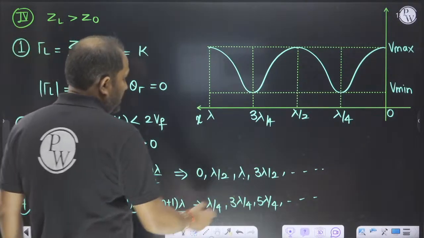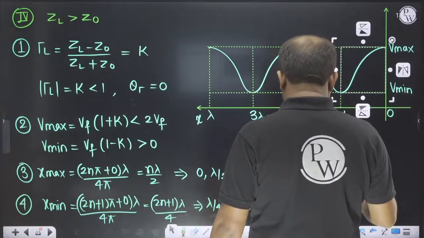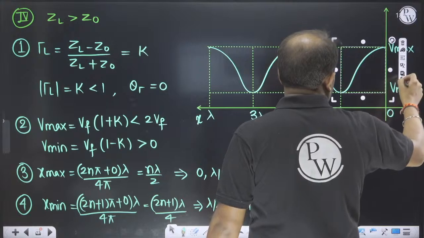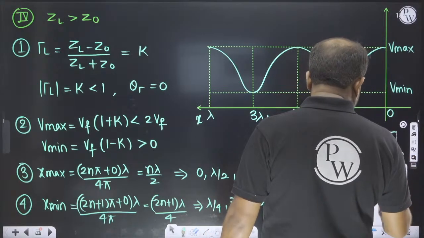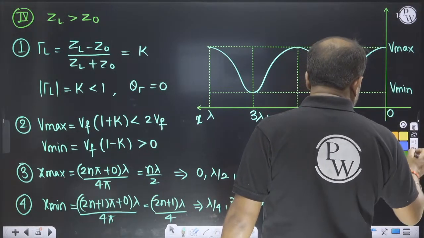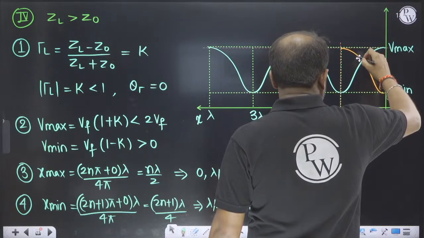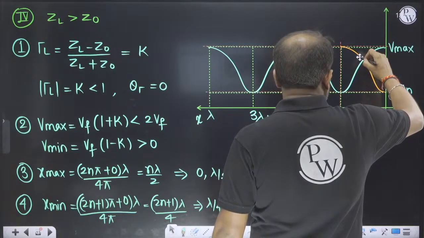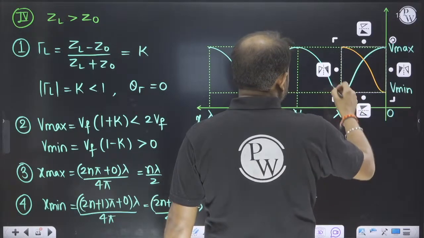Then we can draw it for current also. So for current, this is the graph.